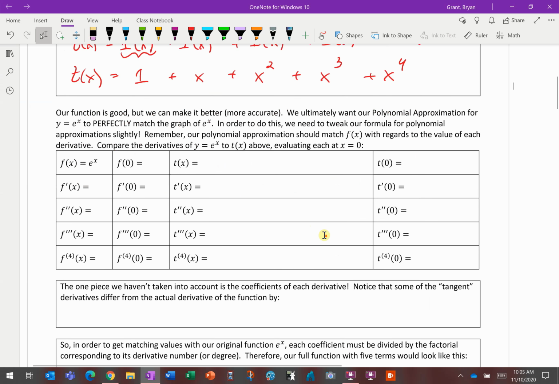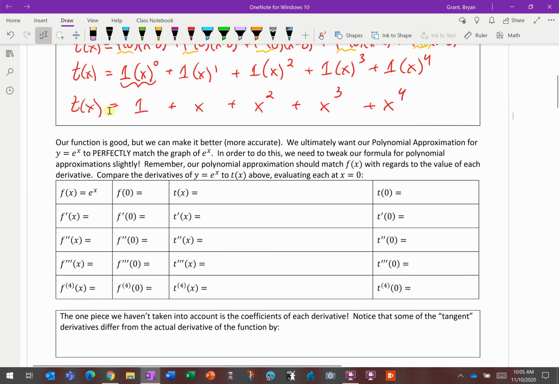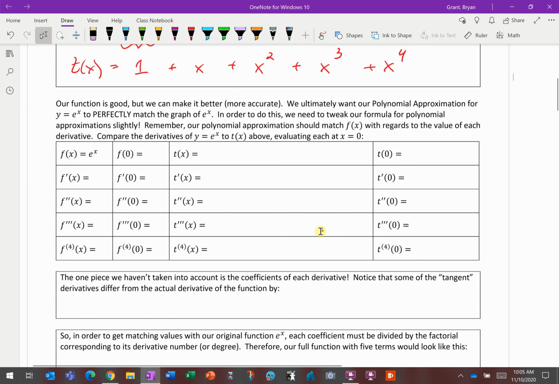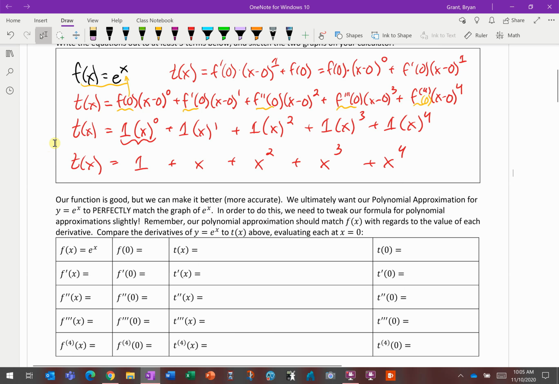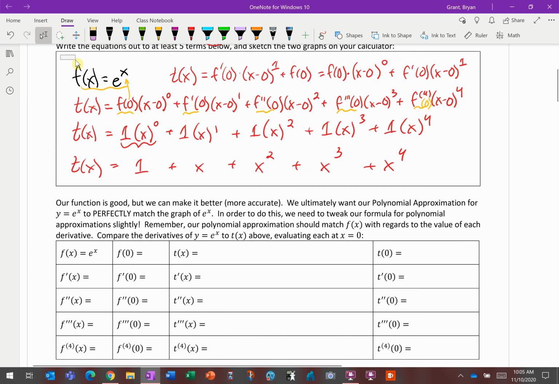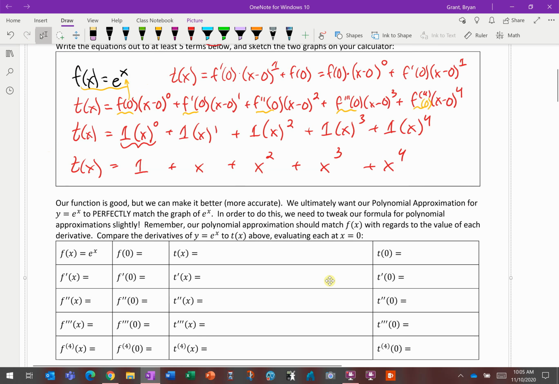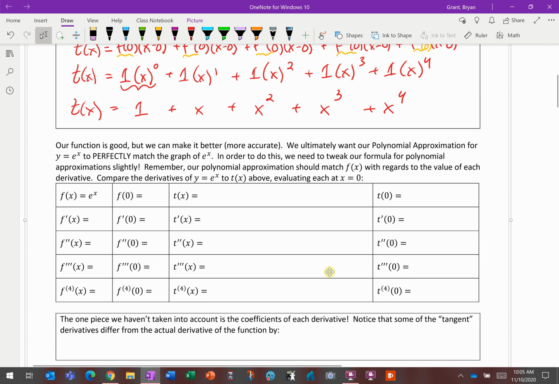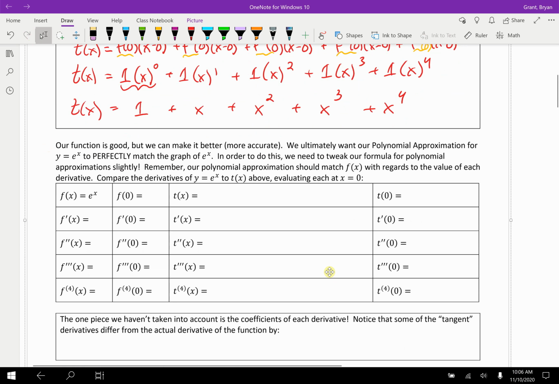Well, the easiest way to figure out what we're missing to make this an even better tangent polynomial is to just start comparing our derivatives, because I made the supposition, the hypothesis, that this tangent had the same derivatives of e to the x, at least at an x value of 0. So was I right? Well, let's double check all of this.